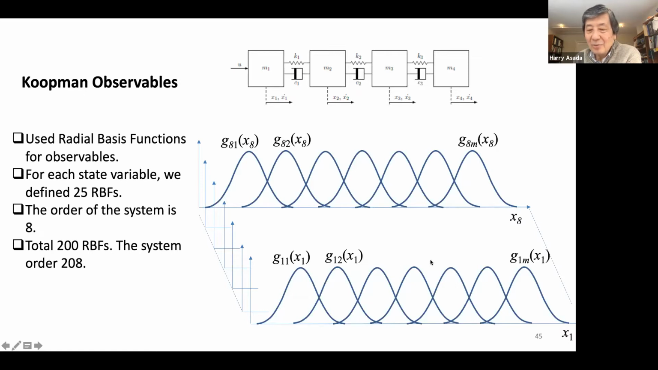The way we did it was that the first observable is a Gaussian function like this. It's a function of x1 alone, and it covers only this area. For this area, we have yet another Gaussian function, G12, and as such, we use 25 Gaussian functions to convert x1 into 25 observable functions. And then we have 25 times 8 state variables. So we use 200 radial basis functions for creating the observables. So the total state is basically a 200-state lift of the eighth order system. That's what we did.